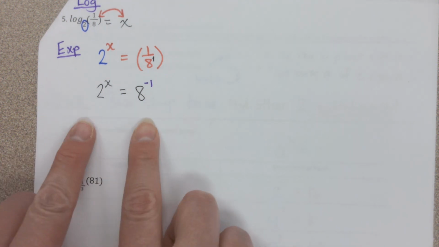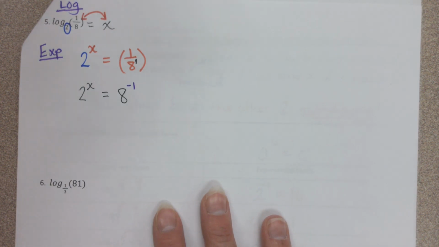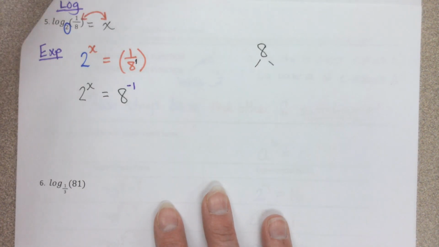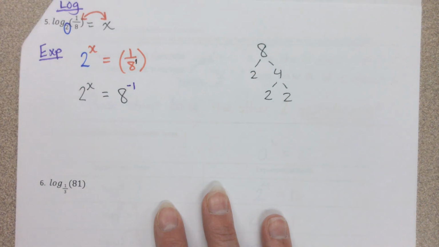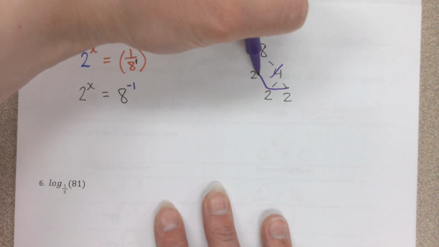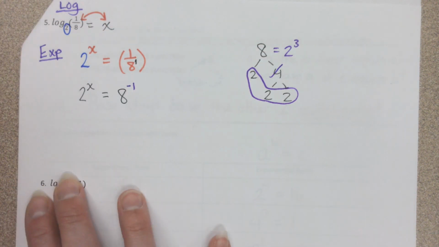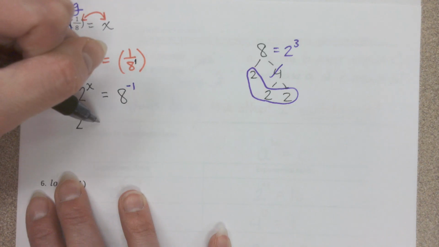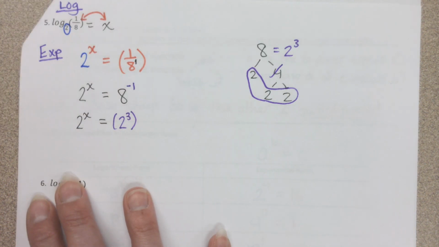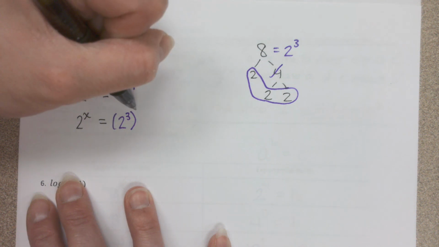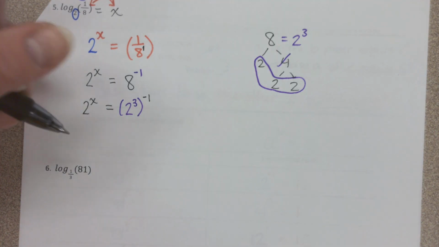Next problem we need to figure out, different bases. We need to replace that 8. So we break down the 8. We actually did this twice yesterday. We have 2 and 4, 2 and 2. So 8 is actually 2 cubed. Replacing, we have 2 to the x equals 2 cubed. I'm using parentheses here since there was already an exponent, so I need to take care of that accordingly.